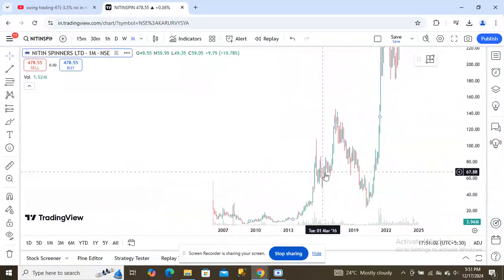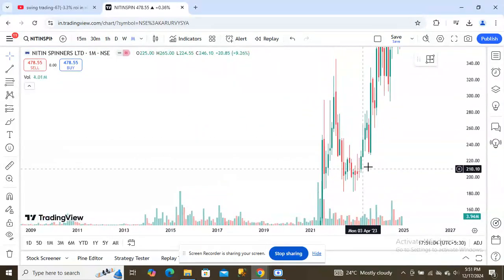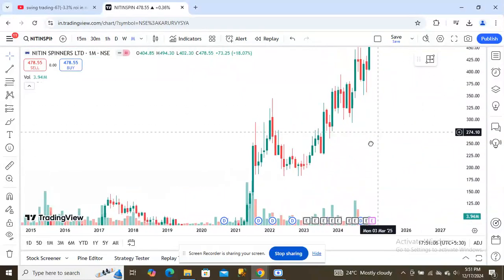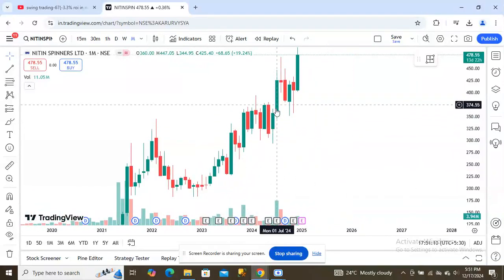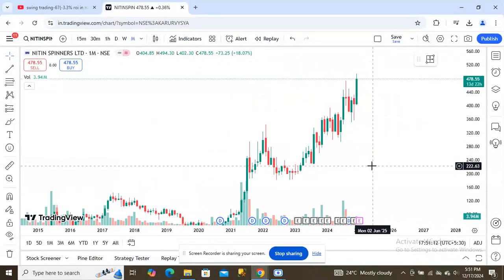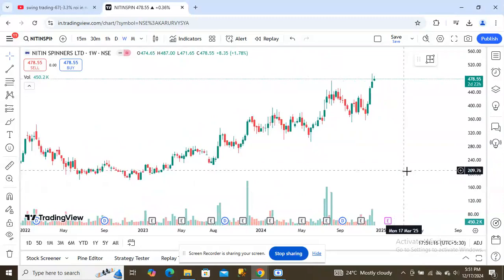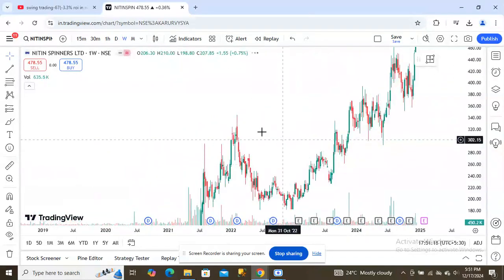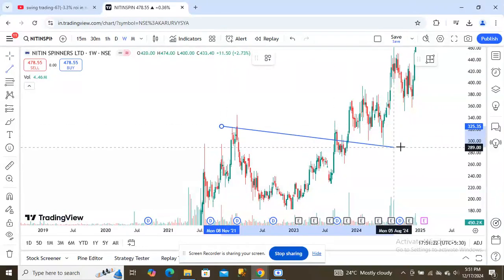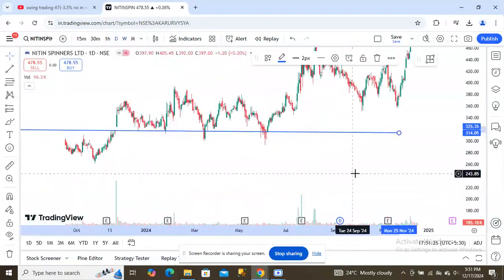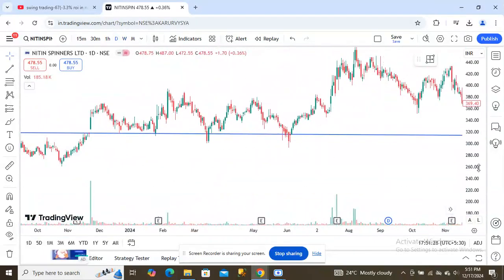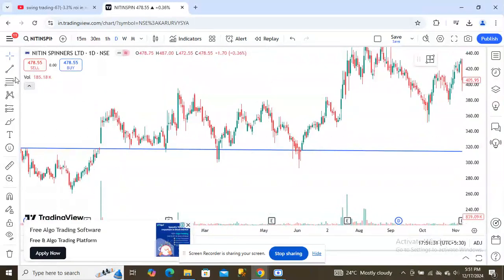If you see the monthly time frame, after the breaking of all-time high, it is consolidating. This is the place where I took the trade. And let us go to the weekly time frame. After the all-time high is broken, at that time I drew the trend line like this.